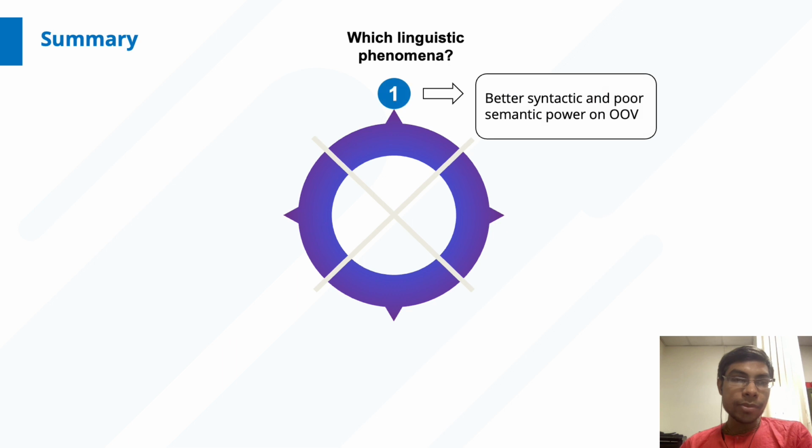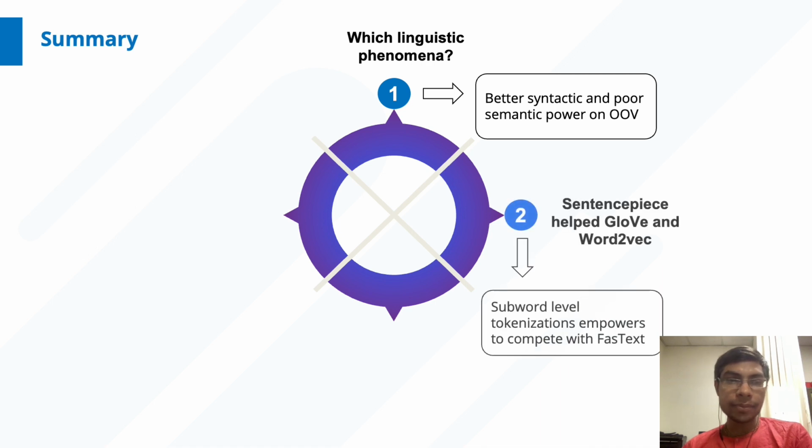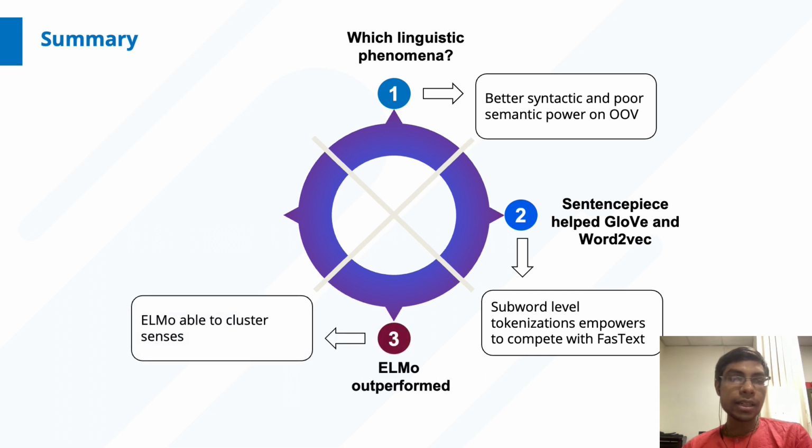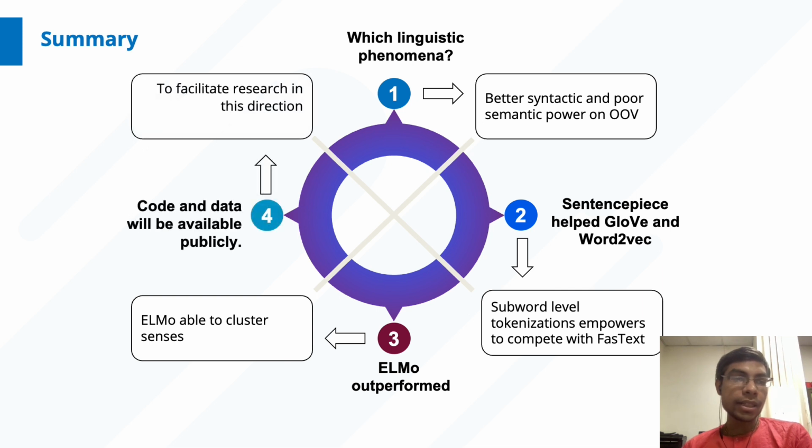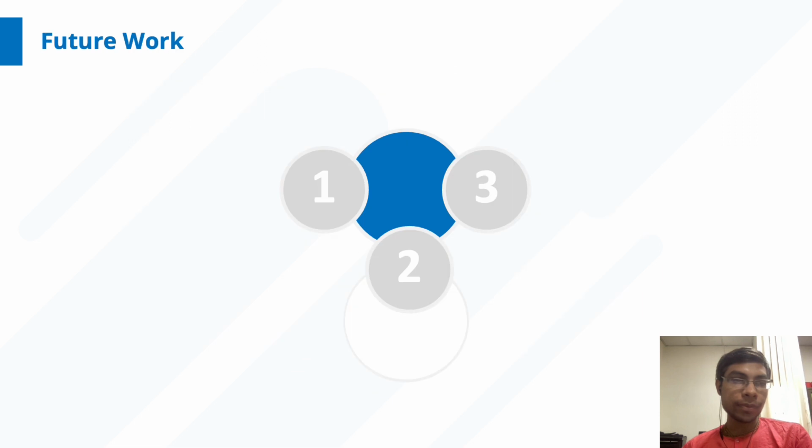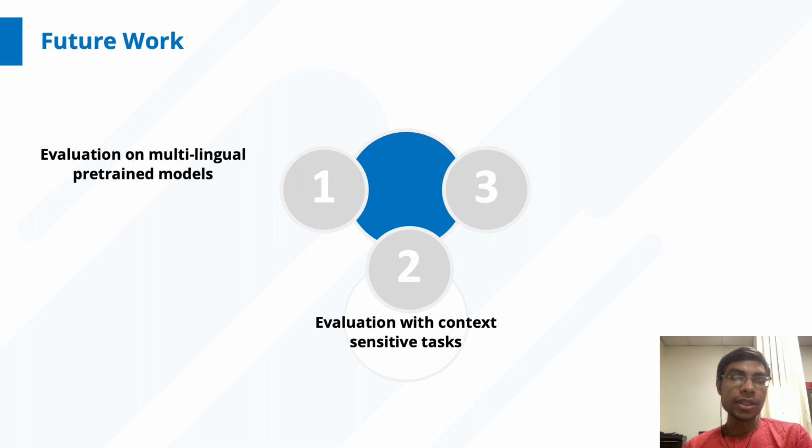In summary, our contributions are these: word embeddings perform better for syntactic and poorly for semantic level tasks, and SentencePiece helps to improve GloVe and word2vec. Out of all the representations, ELMo performed well, and we publicly release code and datasets to facilitate research in this direction. Future work includes evaluation of multilingual pre-trained models, evaluation with a context-sensitive task, and proposing a novel approach for Sanskrit.